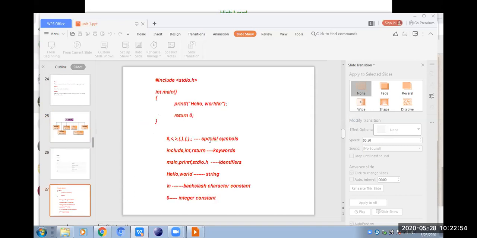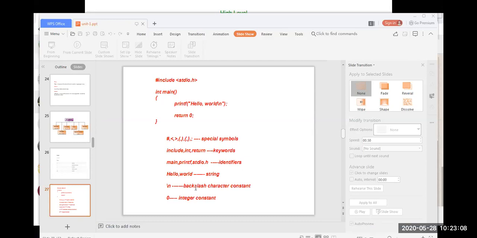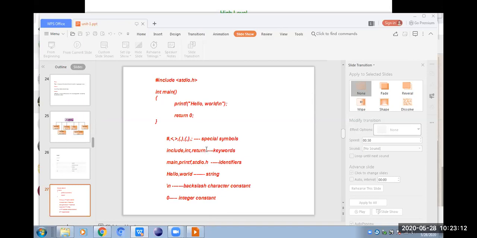Okay. See, what are the special symbols in our program? In our source code, these are the special symbols. In our program, these are the keywords. These are the identifiers. These are the constants. These are the strings. Okay. See, this include, int, return, where are these in our program? Okay. They are matching to which token? They are matching to the token keywords.